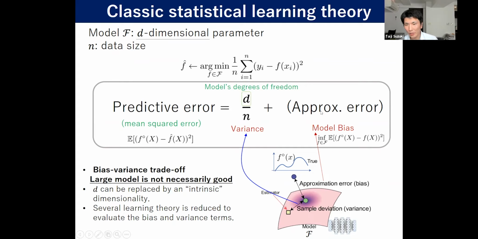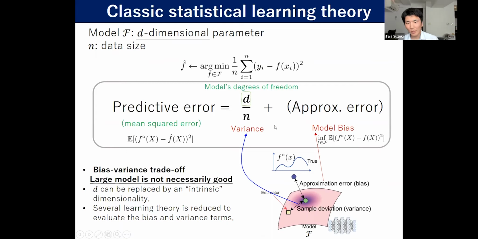As for the model bias, the bias is just given by the distance between the true function and the model. Here is the closest point to the true function, and the distance between the true function and the closest point in the model is the model bias. The bias appears here.